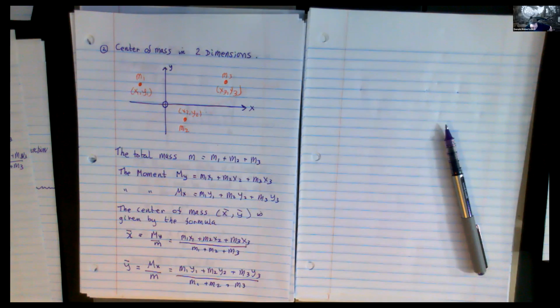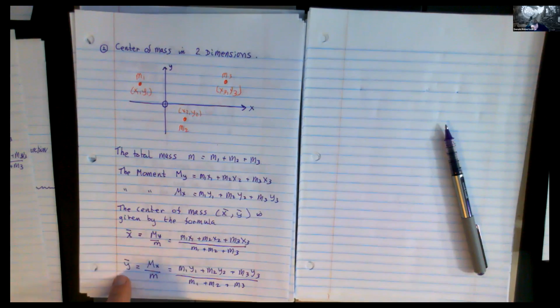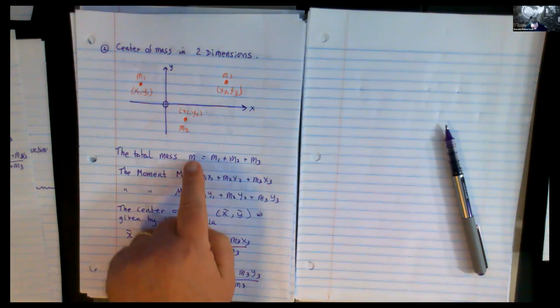So the center of mass now is a point probably roughly where my finger is, right? Kind of here. And it's called X bar, Y bar. So how do you calculate it? Well, you calculate the total mass, which means you add up these three, which is that. And then there's things called moments.